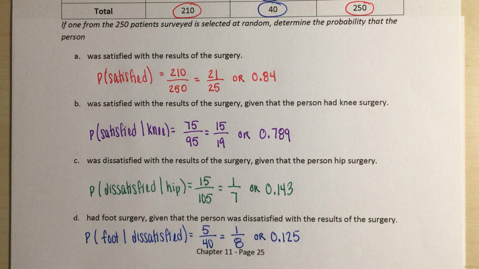Right, so the big thing that we want to keep in mind when we're dealing with conditional probabilities is that we're not necessarily dividing by the total of the entire group. We're dividing by the total of what we were given. What group are we starting with?